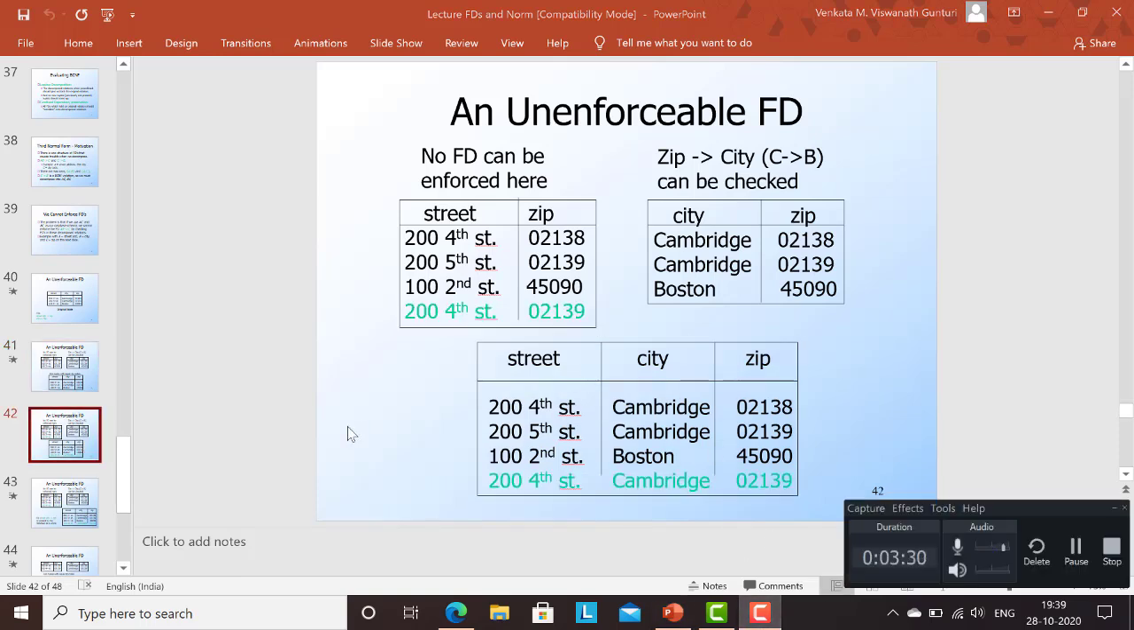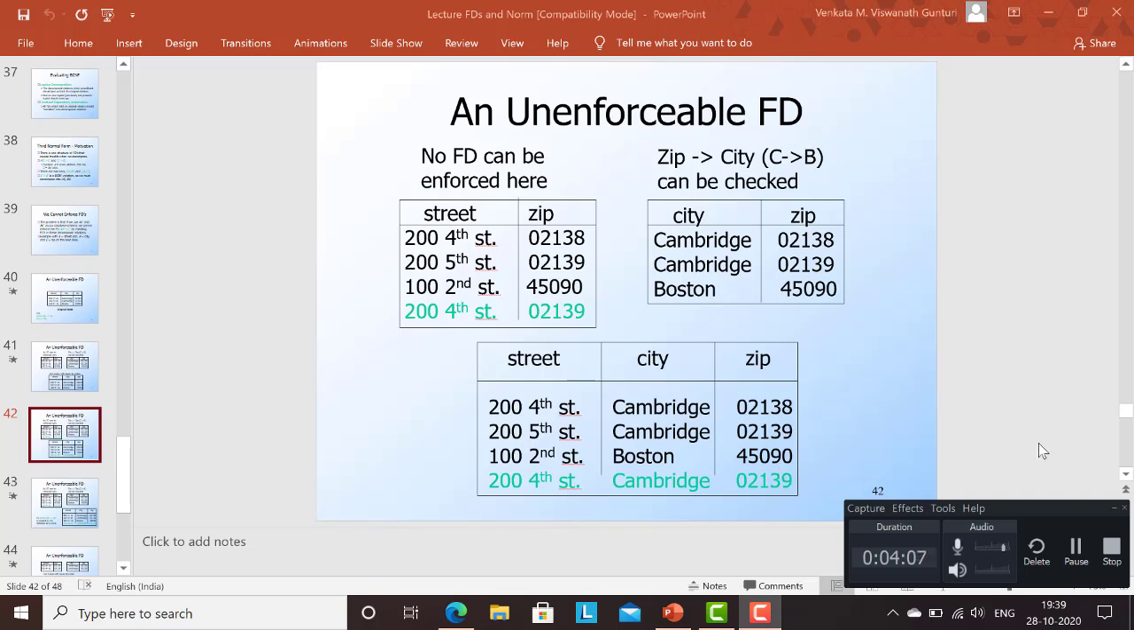Given that no FD is coming here, I can insert a tuple like this: 200 4th Street with this zip code. I can do it because there is no FD here. Once a tuple like this comes in, if you were to join these tables, suddenly you get this spurious tuple, which is not a valid thing, right?